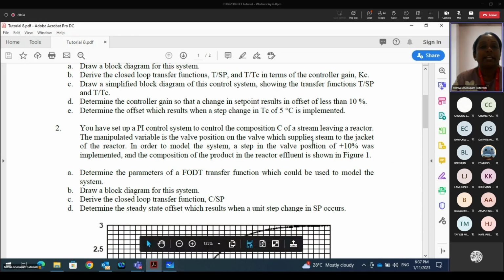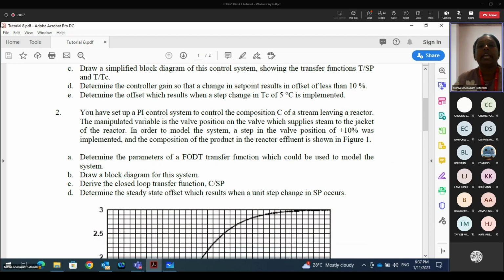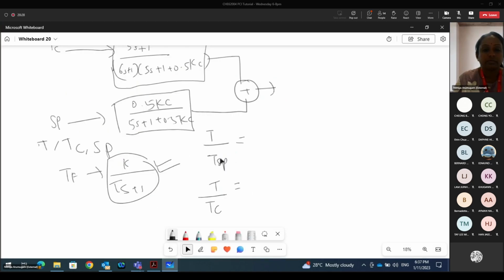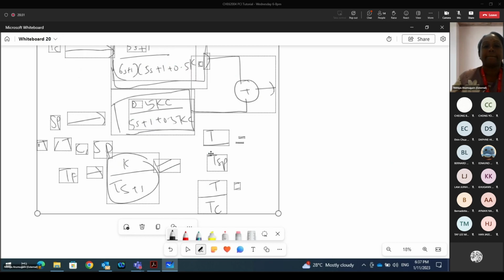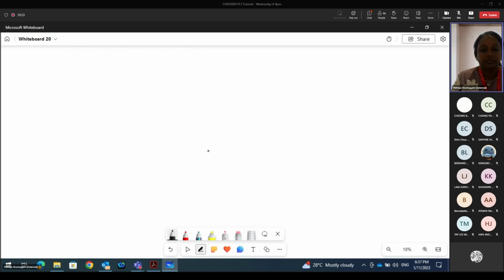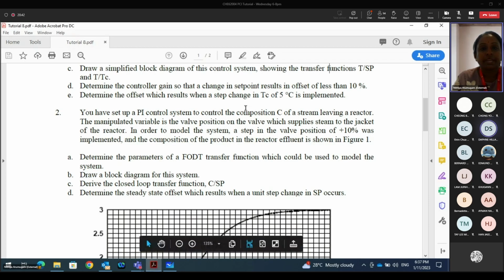All right, so part D: we need to determine the controller gain so that a change in set point results in offset of less than 10%. Basically, we need to solve for the KC. The set point change, they didn't mention the exact value, right? They only mention less than 10%.